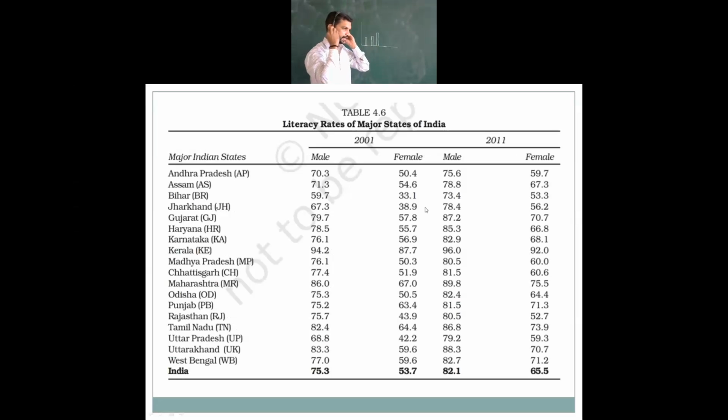See, this data has been given. With this information we are going to draw a simple bar diagram as well as a multiple bar diagram. Here there is the literacy rate of male and female. Information for two decades has been given. In the year 2001, what was the literacy rate in India, that we are going to see, for males as well as females, in the years 2001 and 2011.